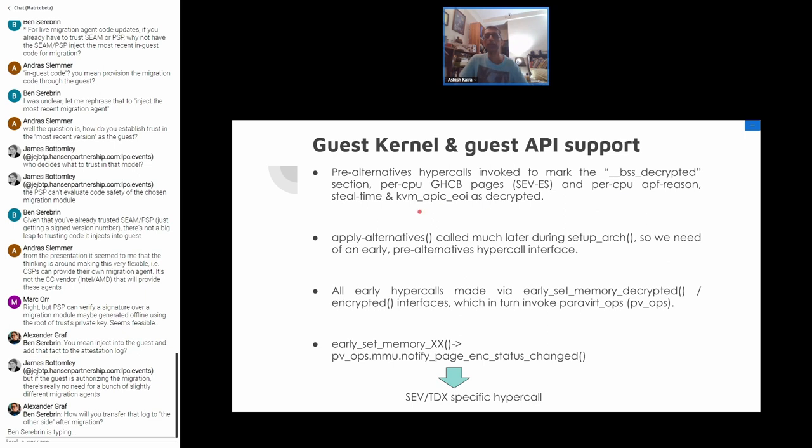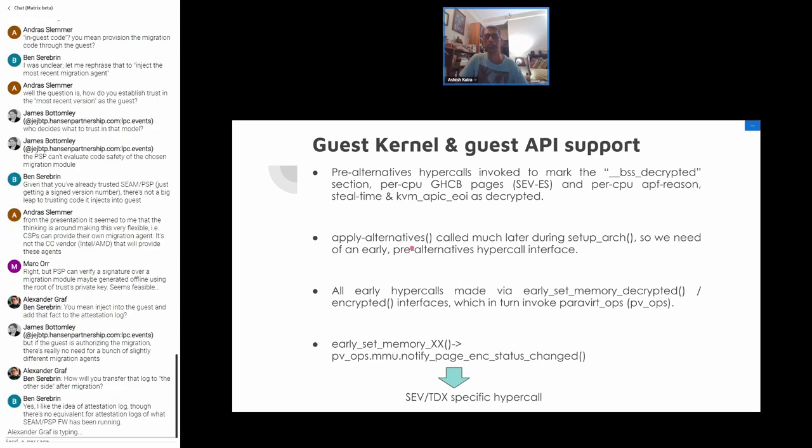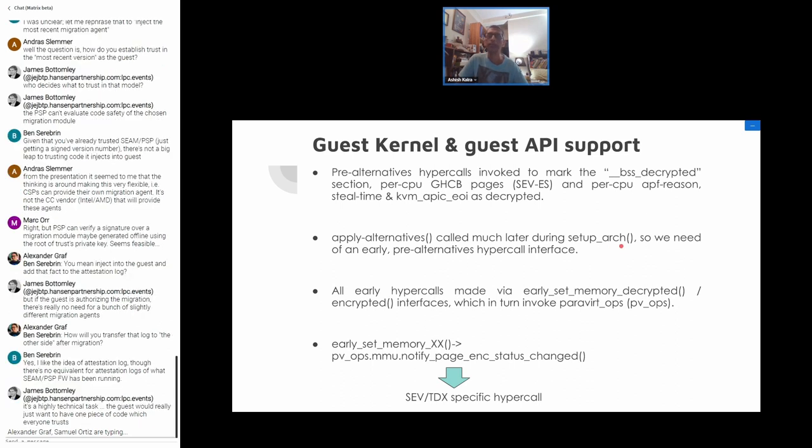What we have are some hypercalls which are made earlier than the apply alternatives path, which is executed as part of the setup path. These pre-alternative hypercalls are made specifically to decrypt guest kernel sections like the DSS section, and there are specific pages which need to be set as decrypted. These are made before the apply alternatives call.